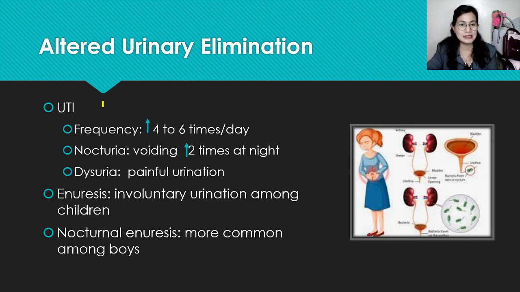In terms of frequency, voiding of the client happens more than 4 to 6 times a day. And there's nocturia, where there's voiding at frequent intervals at night, usually more than twice. And then there's dysuria or painful urination. When we say enuresis, there is involuntary urination among children. Nocturnal enuresis is more common among boys.